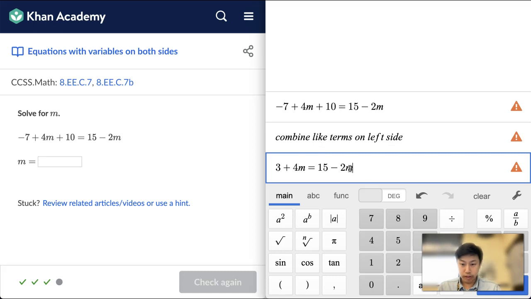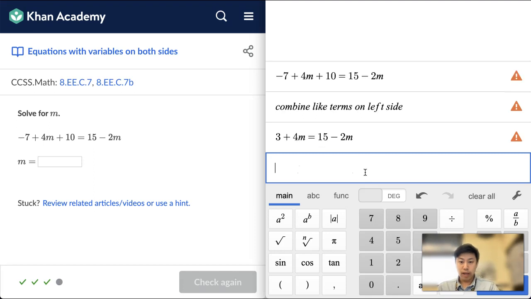Now, you have variables on both sides. I can't combine like terms any further. But what I can do is get rid of one of these m terms. When you're solving for the final answer, look what you have: m equals something. We're trying to get m by itself in one position. So I need to somehow change these m's in 2 positions into 1 position. I can do that by adding 2m to both sides.